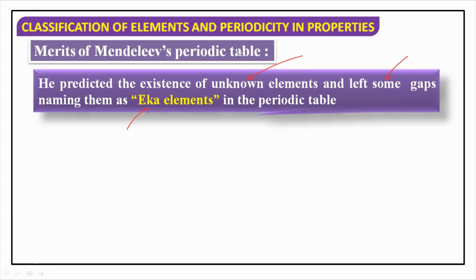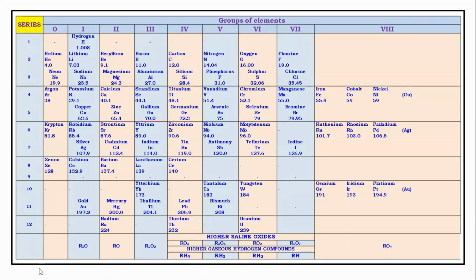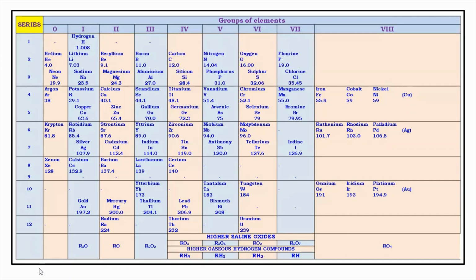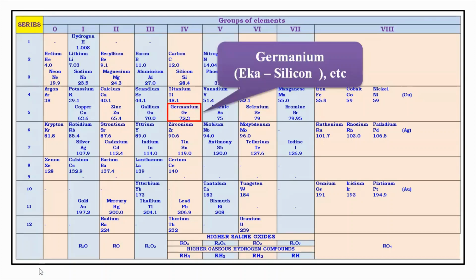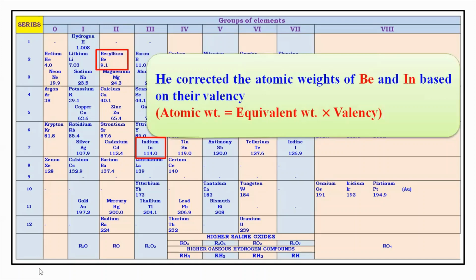तो आपने सुना होगा एका aluminium, right? So examples are like this: scandium. So he wrote scandium की जगह पे उन्होंने लिखा एका boron. It means that scandium has properties of boron also. वहीं पे उन्होंने गैलियम मार्क किया as एका aluminium. मतलब गैलियम has properties similar to aluminium. Then germanium is एका silicon. And he corrected the atomic weights of beryllium and indium, with the formula: atomic weight is equal to equivalent weight into valency.